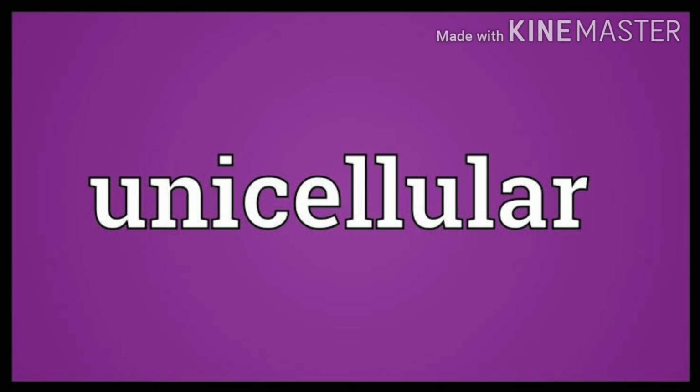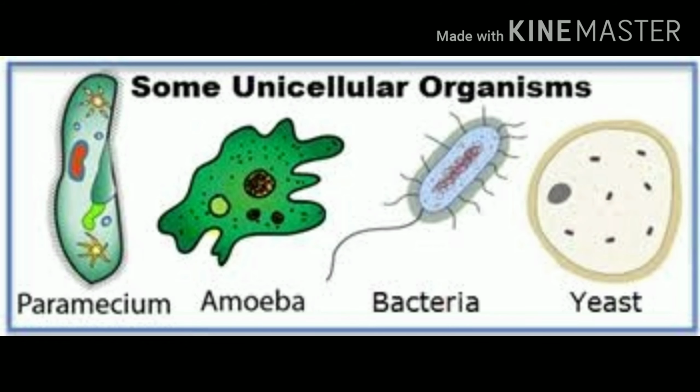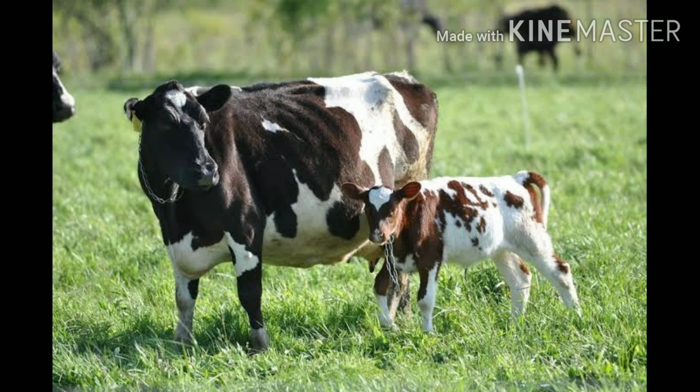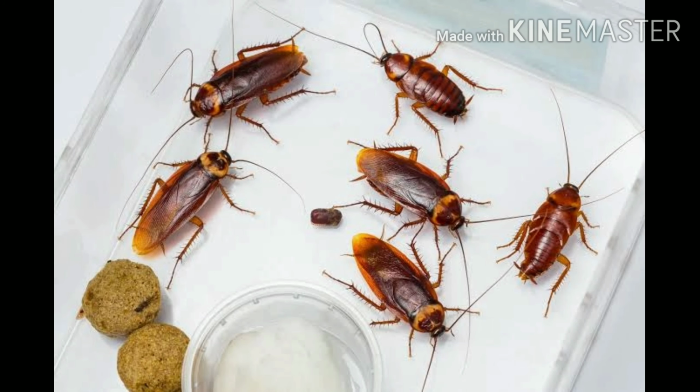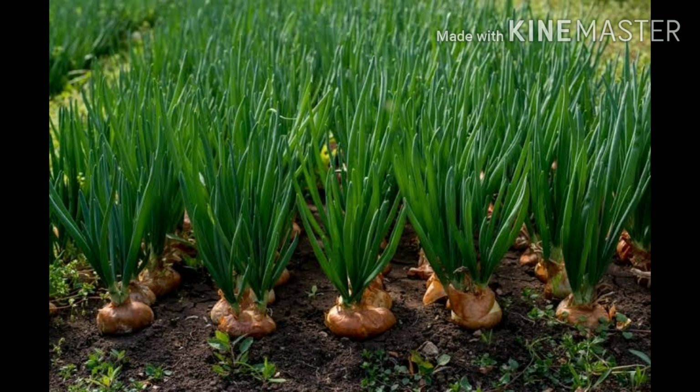Some living things are made of a single cell, which are called unicellular organisms, and some living things which are made of many cells are called multicellular organisms. Amoeba, bacteria, yeast, paramecium are examples of unicellular organisms. While man, cow, mouse, cockroach, elephants, banyan tree, onion plant, these are examples of multicellular organisms.